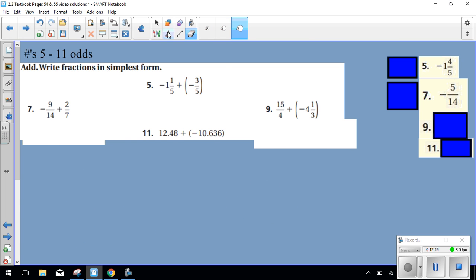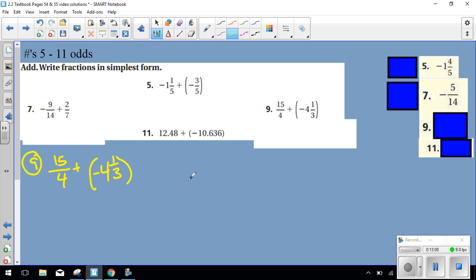Just by looking at number 9 without doing anything, I know I'm going to have to subtract. And we know that why? Because the signs are different. So in addition, the signs are different. So let's begin. We have improper 15/4 plus -4 1/3. I'm just going to write quick notes here: subtract, and then write sign of larger absolute. Okay, just quick notes.